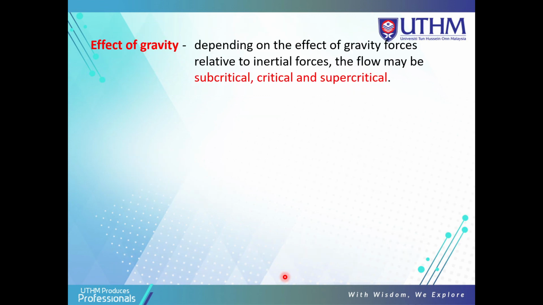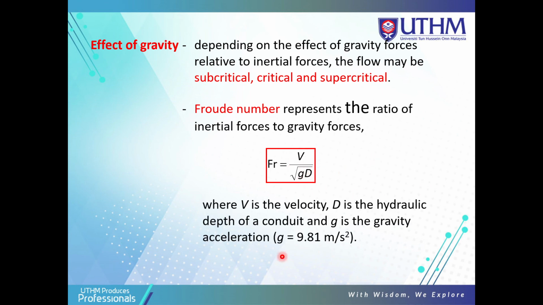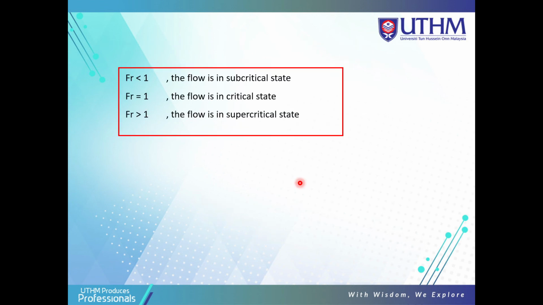When using the effect of gravity to know whether the state of flow is subcritical, critical or supercritical, we use the Froude number. The Froude number represents the ratio of inertial forces to gravity forces. Froude number is equal to V divided by the square root of gravity times D. Use this equation for Froude number and Reynolds number. If the Froude number is less than 1, we get the subcritical state; equal to 1 is the critical state; more than 1, the flow is in the supercritical state. So this is using the Froude number to know the state of flow.